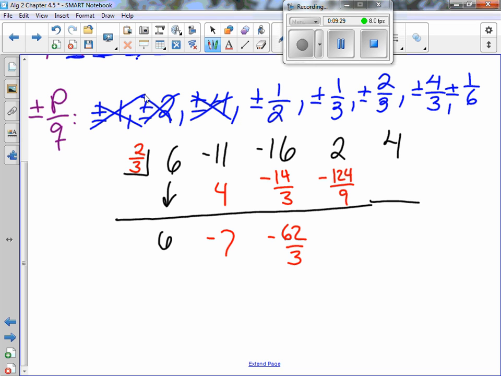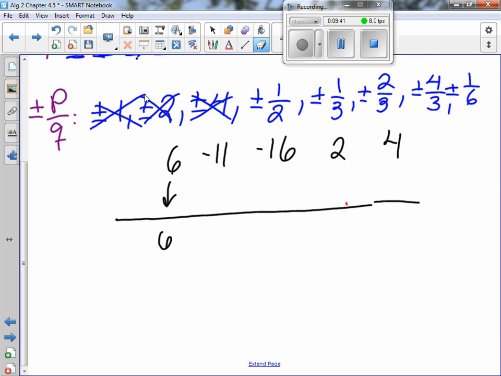And if we add this again, I'm going to stop this right here because this doesn't look like this is going to work out. Because these numbers are not getting any better. So 2/3 didn't work.